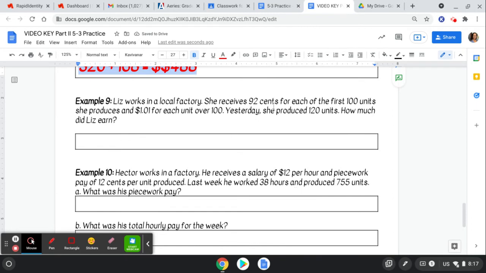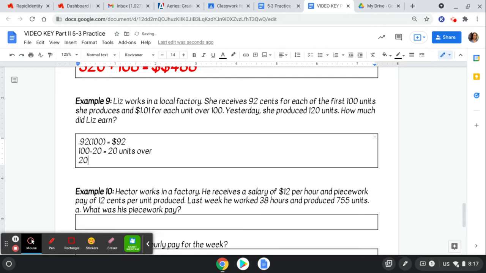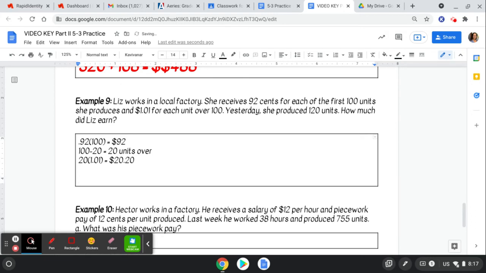Liz works in a local factory and gets 92 cents for the first 100 units she produces and $1.01 for each over 100. Yesterday she produced 120 units. So 0.92 times the first 100 units is $92. And then there was an extra 20 units over. So for those 20 units, she made $1.01. So 1.01 times those 20 units is $20.20.